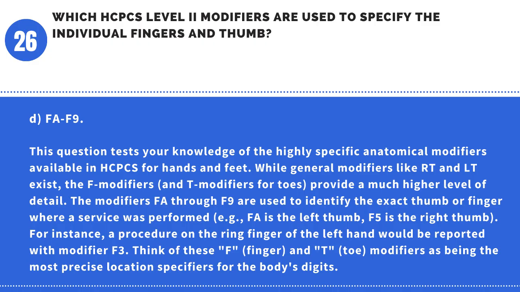While general modifiers like RT and LT exist, the F modifiers and T modifiers for toes provide a much higher level of detail. The modifiers FA through F9 are used to identify the exact thumb or finger where a service was performed, e.g., FA is the left thumb, F5 is the right thumb. For instance, a procedure on the ring finger of the left hand would be reported with modifier F3. Think of these F, finger, and T, toe, modifiers as being the most precise location specifiers for the body's digits.